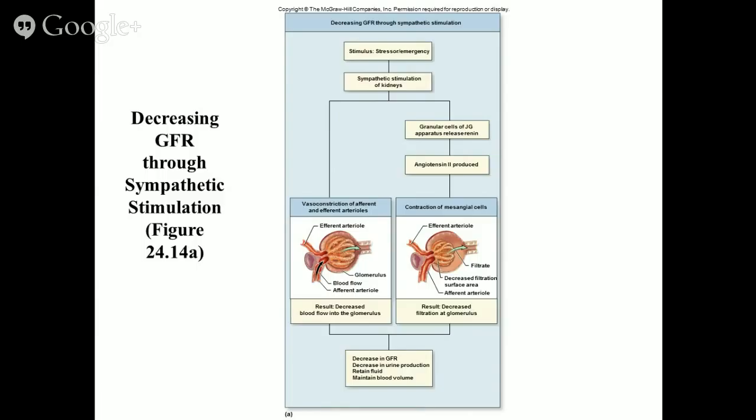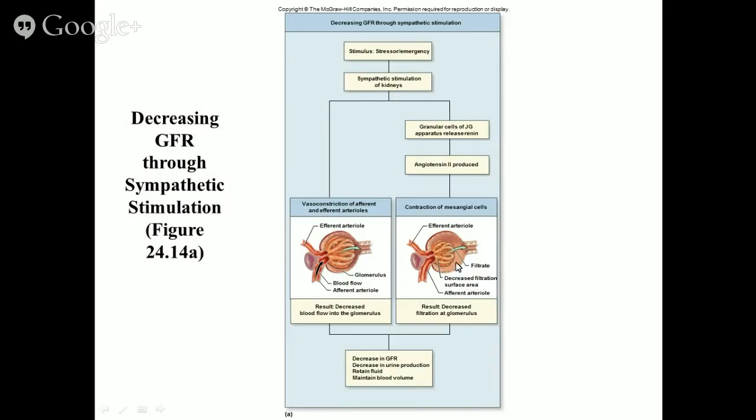Granular cells of the JG apparatus are going to release renin, which is an enzyme. The enzyme comes into contact with angiotensin 1, and angiotensin 1 then comes into contact with ACE. Once it comes into contact with ACE, it activates and becomes angiotensin 2. And then the angiotensin 2 causes a contraction of these cells, which basically decreases the amount of blood flow that can get through here.